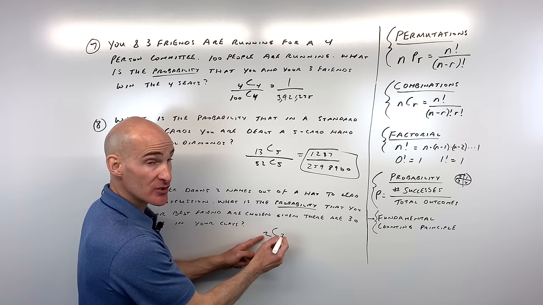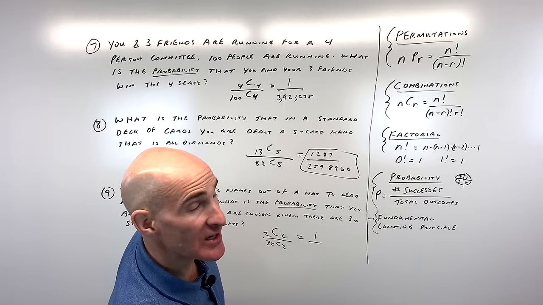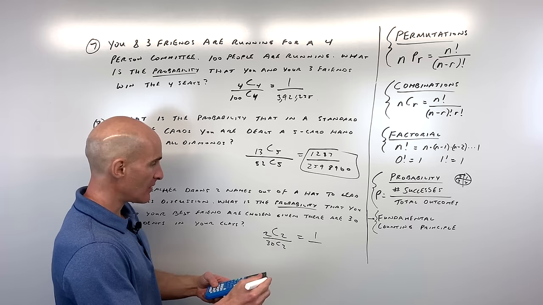So 2C2, or 2 combination 2, which is 1. But then how many ways are there of choosing two students out of the 30? That's going to be 30C2. Again, we're using combinations because the order doesn't matter. It's not like it's a president, vice president, etc. So let's see what that comes out to. That's 435. So it's a 1 in 435.